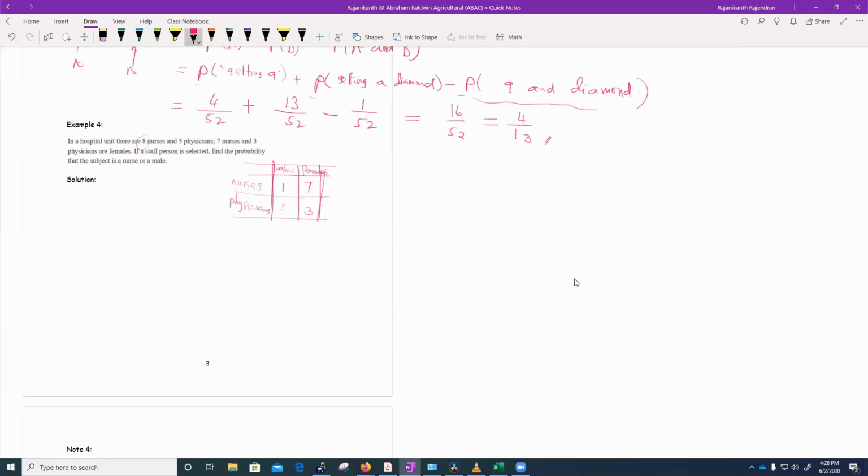Now, if you want, you could find the total for each case. So the number of total nurses, if you add all possibilities of nurses, 1 plus 7, is 8. So this is my total. And if you add all the possible physicians, it is 5. When you add 8 and 5, it should be 13 in total. So there are 13 in total in that hospital, right?